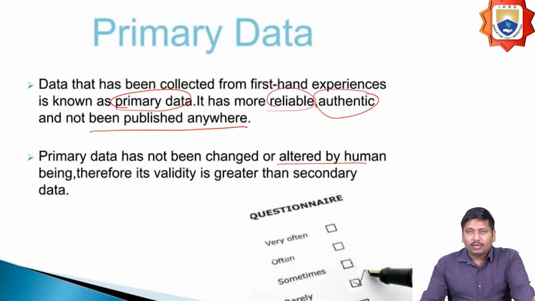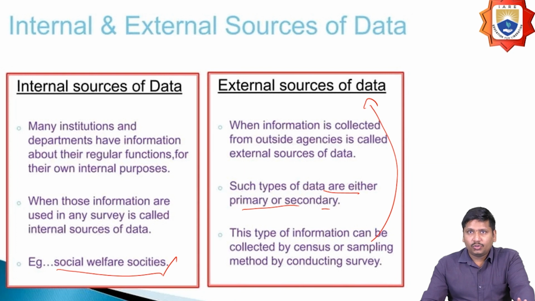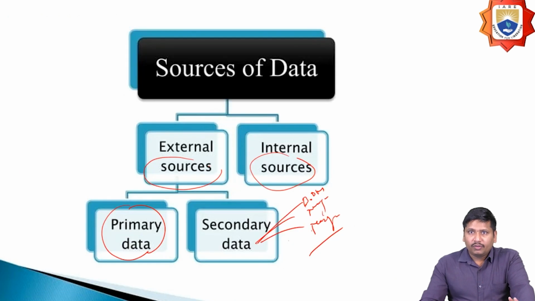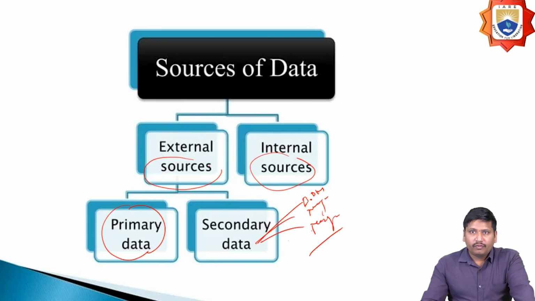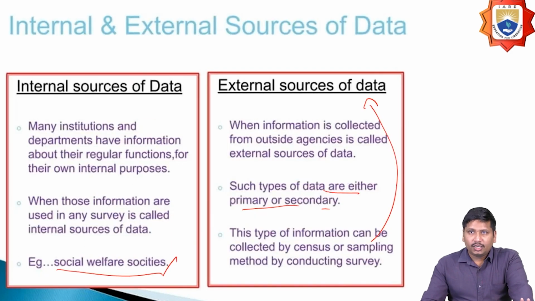So these are some of the tools and various sources of the primary and secondary data. So in this video I covered what are the various sources of data and what are the factors to be considered for data collection. Various sources of data will be external and internal sources. Again, these external sources will be treated as primary and secondary ones. And between these external and internal sources, we have some differences.